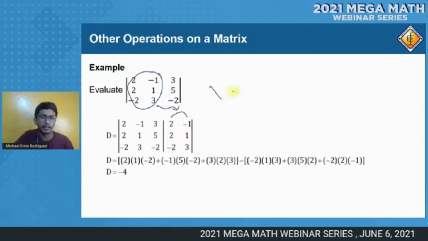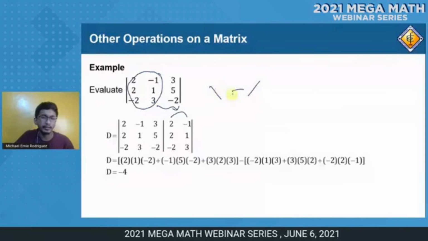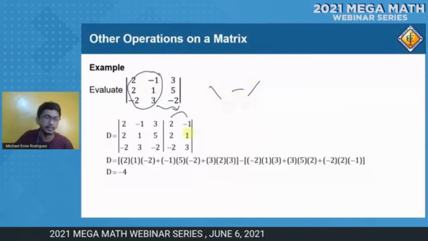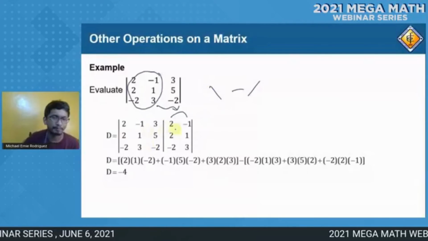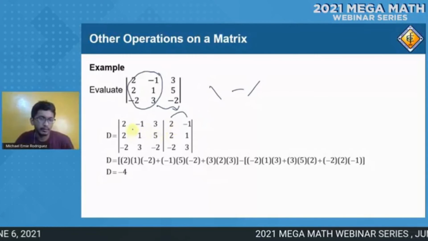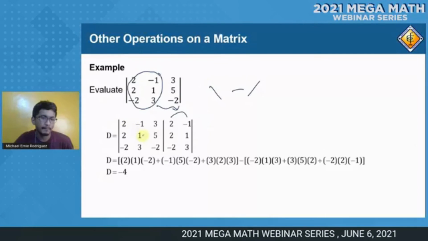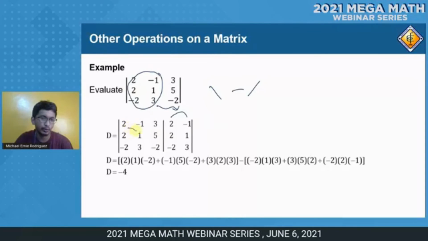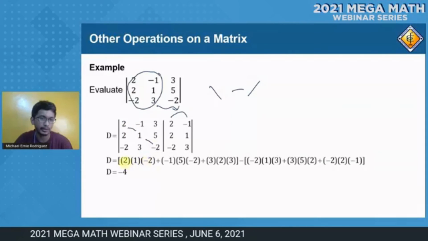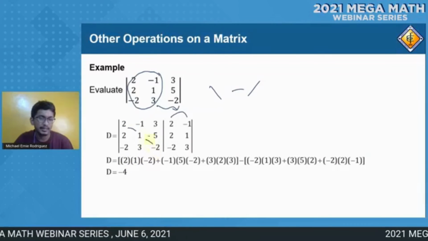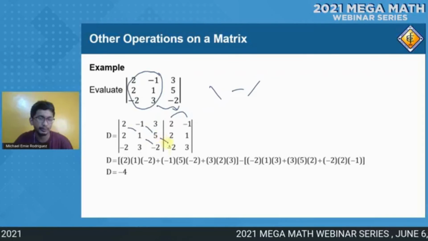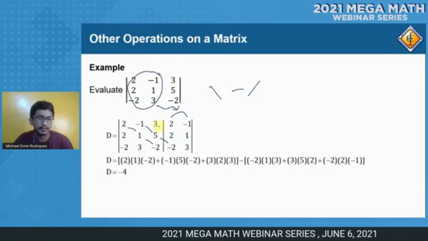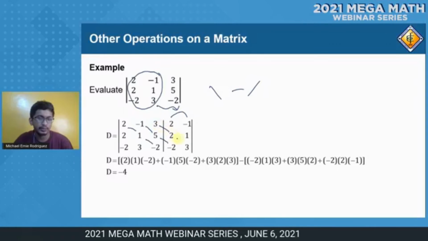So that we can apply our concept of the downward diagonals minus the upward diagonals. First, the downward diagonals. So we have 2 times 1 times negative 2. Plus the next one, negative 1 times 5 times negative 2. Plus 3 times 2 times 3.